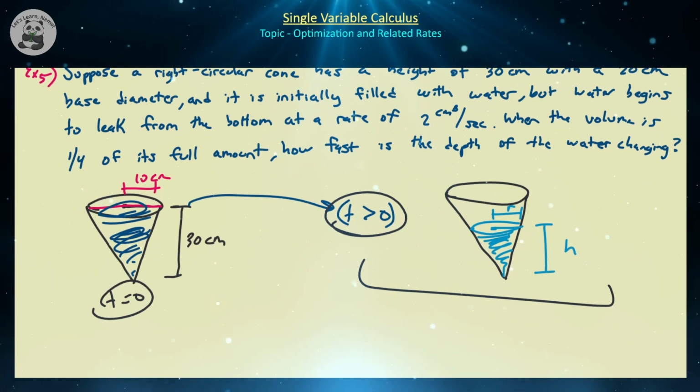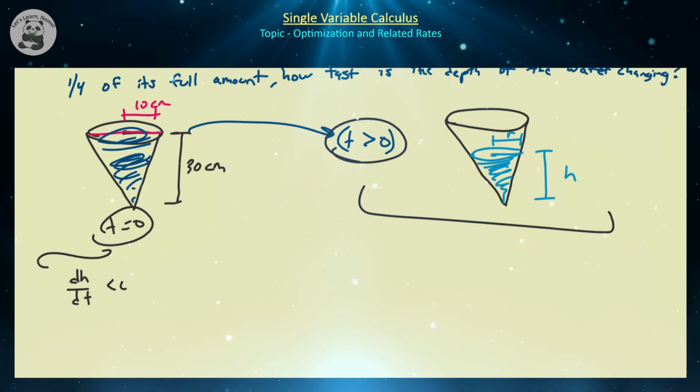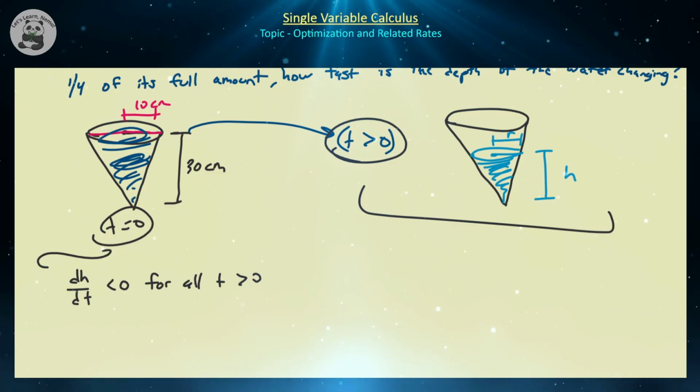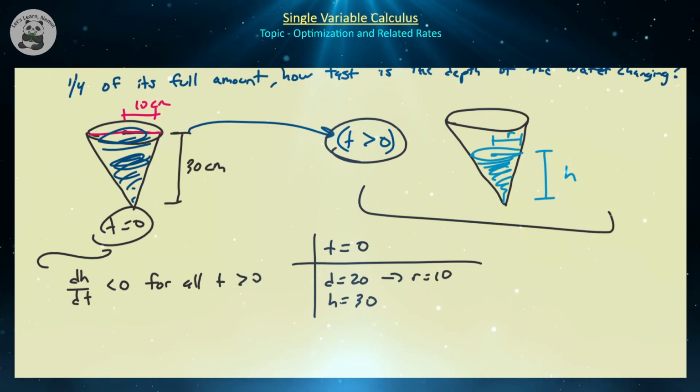right? So a couple things that we should have mentioned from the contextual point of view, that dh/dt is going to be negative for all t that is greater than 0 because the height is sort of going down and is eventually going to reach 0. And in particular, when t is equal to 0, the diameter being 20 implies that our radius was equal to 10 and our height was equal to 30.